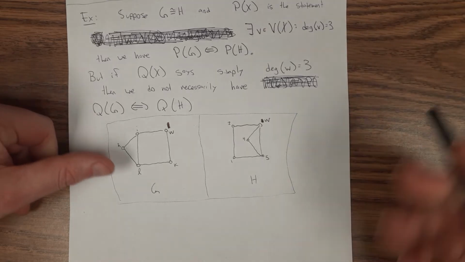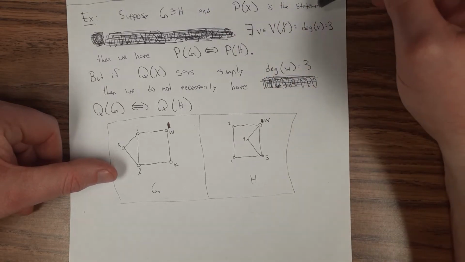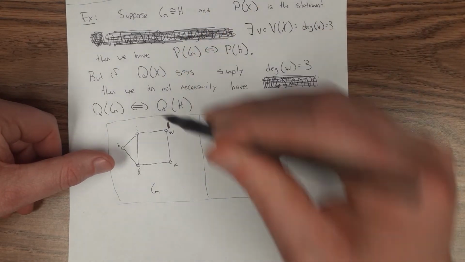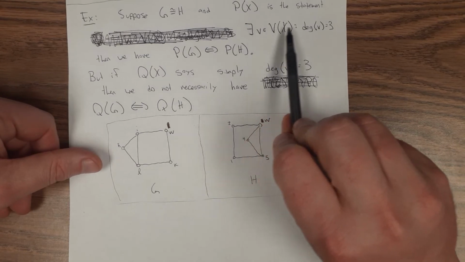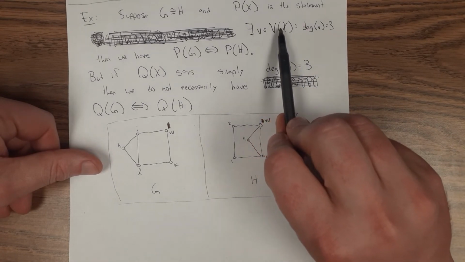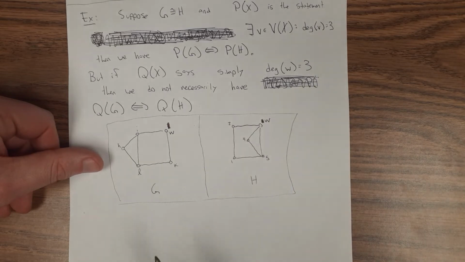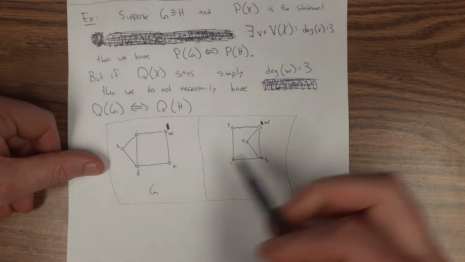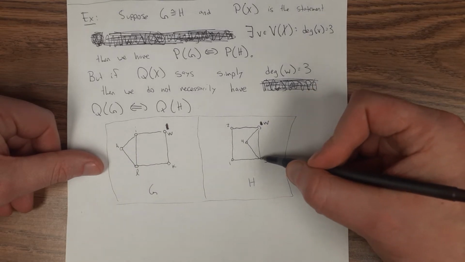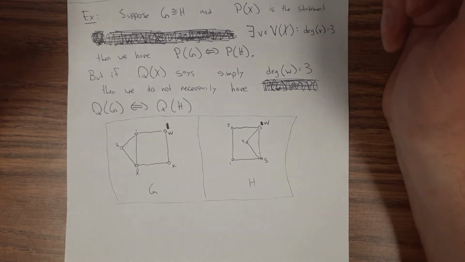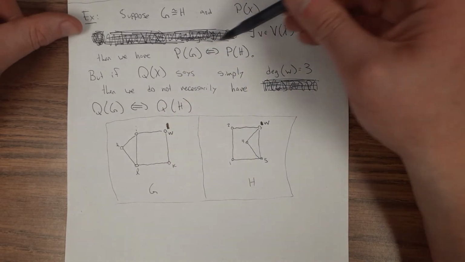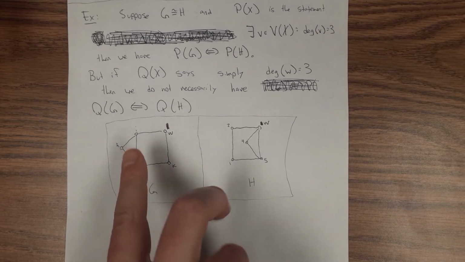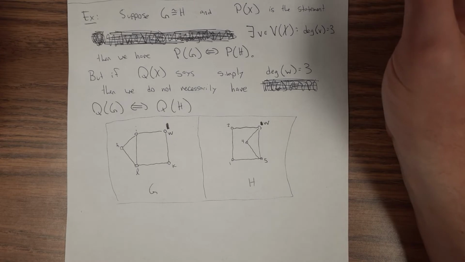And for the statement that I was just talking about, P of X, I would say that it's true of both graphs. Once again, P of X is the statement, there exists a vertex in the graph of degree 3. And sure enough, here's, for example, a vertex of degree 3. And in this graph, here's a vertex of degree 3. So they're both true, and that checks out P of G if and only if P of H. They also could both be false, but for these particular graphs, it's both true.